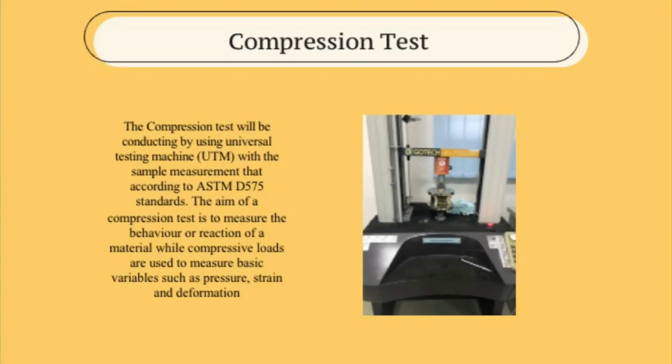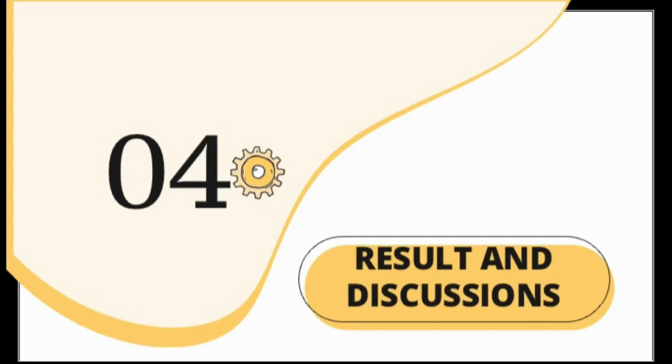Compression. Next, the second test is the compression test. The compression test will be conducted using a universal testing machine, UTM, with the sample measurement according to ASTM D575 standard. The aim of a compression test is to measure the behavior or reaction of a material, while compressive loads are used to measure basic variables such as pressure, strength, and deformation.